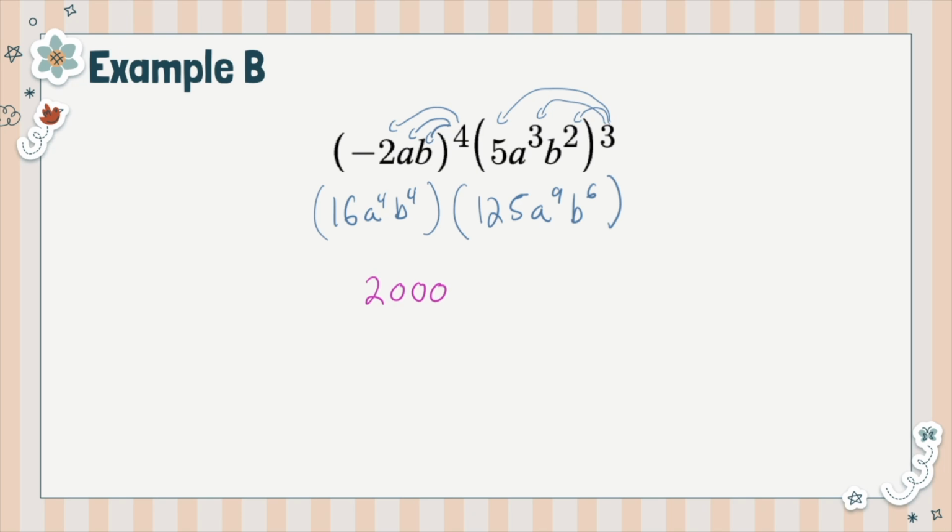Now we have a to the fourth and a to the ninth. Again, we're going to add those because they have the same base. We're going to end up with a to the 13th power. And then we've got b to the fourth, b to the sixth. We're going to add them together because they have the same base. So we end up with b to the 10th. So our final answer there, 2,000, a to the 13th, b to the 10th. Now let's take a look at the last example.